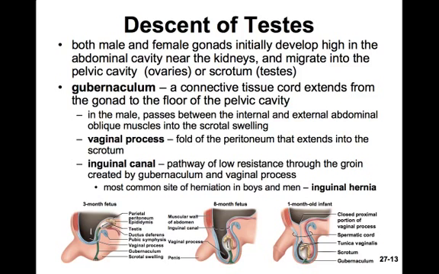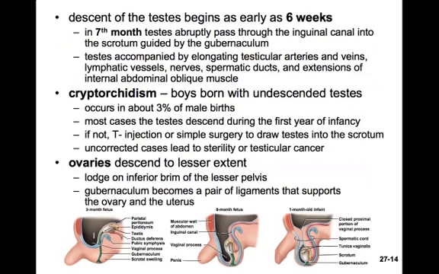The inguinal canal is a pathway of fairly low resistance through the groin, and it's created by the gabernaculum, this string of connective tissue, and the vaginal process. It's the most common site of herniation in boys, an inguinal hernia, where the contents of the abdominal cavity can get pushed down through the inguinal canal. The inguinal canal is where also the major blood vessels will exit the body cavity and make their way down the legs. So testes descent begins as early as 6 weeks.